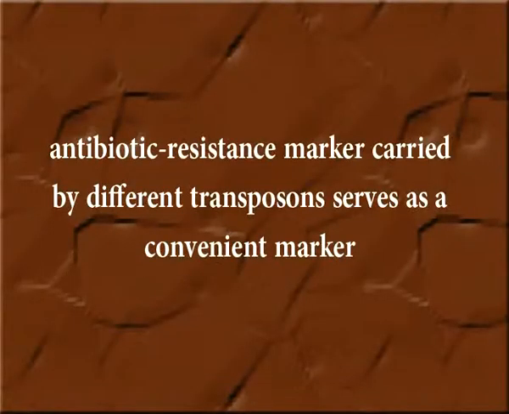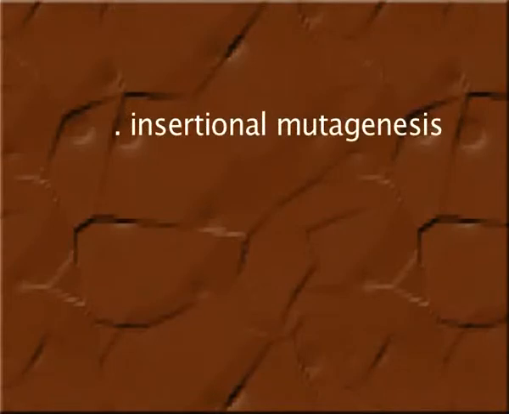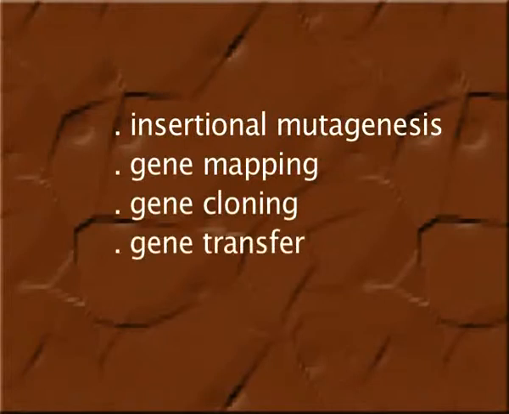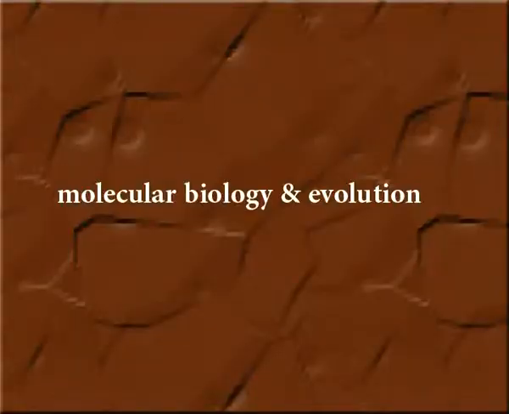In prokaryotes, the antibiotic resistance marker carried by different transposons serves as a convenient marker. Transposable elements have many potential applications in genetic research, including insertional mutagenesis, gene mapping, gene cloning, gene transfer within and between species, and identification of genes expressed in specific tissues at a particular time. All these genetic approaches are important in the study of molecular biology and evolution.